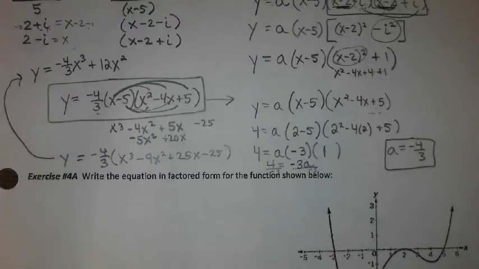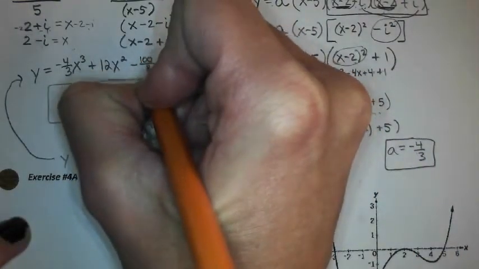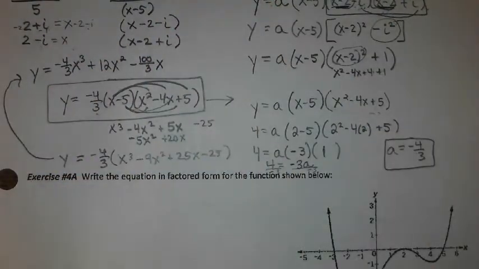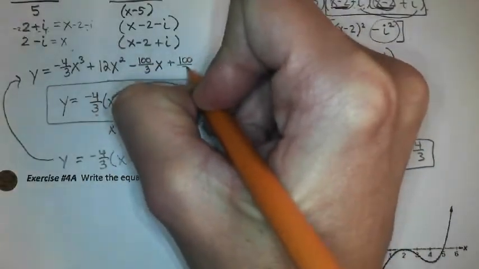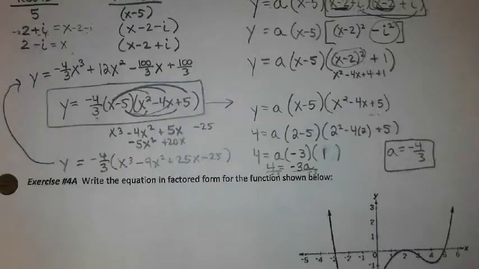Negative 4/3 times 25. What's negative 4/3 times 25? How many thirds? Negative 100 thirds. Leave it that way. We are definitely not going to turn that into a decimal. If it's a gross fraction that doesn't simplify, just leave it. And then negative 4/3 times negative 25 is a positive 100 thirds. So that's pretty ugly in standard form. I'd be shocked if they had us do that.